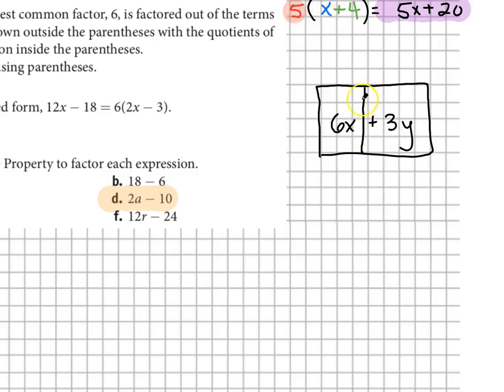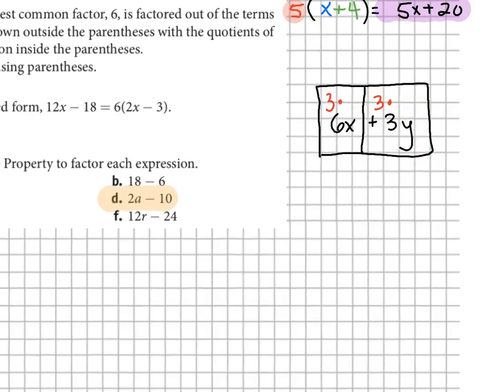Okay, now I need to find the common factor between 6 and 3. You're going to think, what two numbers can I multiply that both make a 6 and a 3? The greatest common factor that they have in common, 2 doesn't work because I can't get 2 times anything to get 3, but I can get 3 times something. 3 times something will give me 6x, and 3 times something will get me 3y.